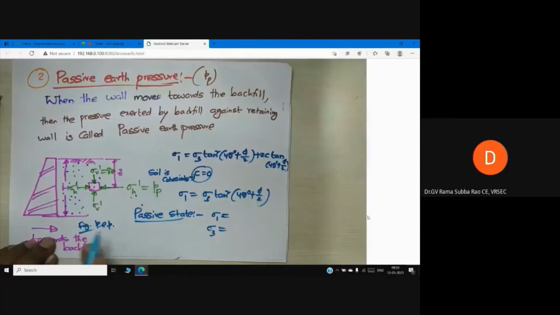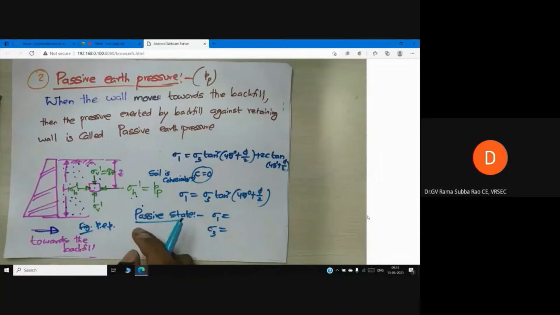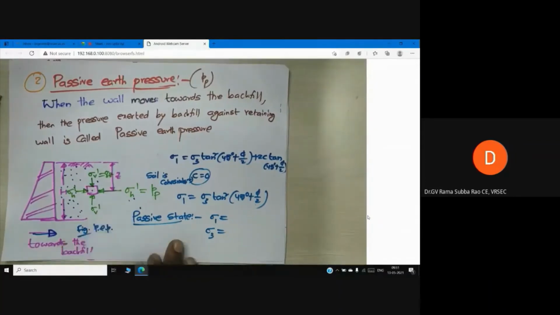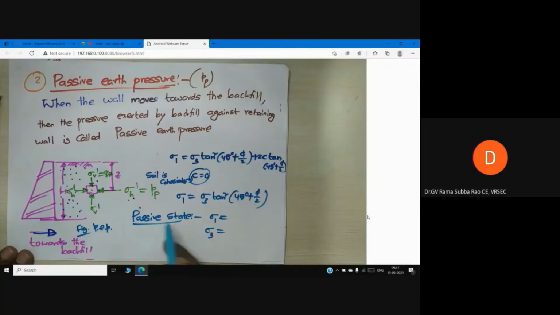When the wall is moving towards the backfill, get ready now. It is your time. I expect you people will answer this. Please type in the chat box. Otherwise, you can speak also. Someone can unmute and speak. It is your time. In passive state, which is maximum, which is minimum? That's what I would like to expect from you. I'm not telling about active state.